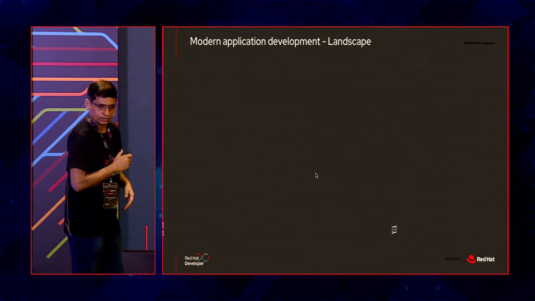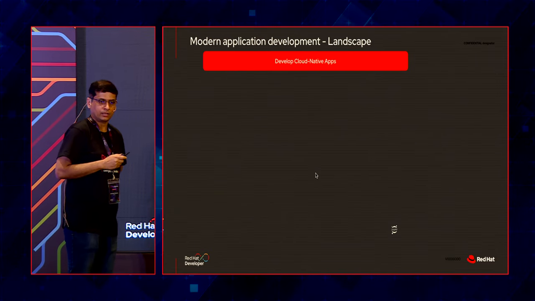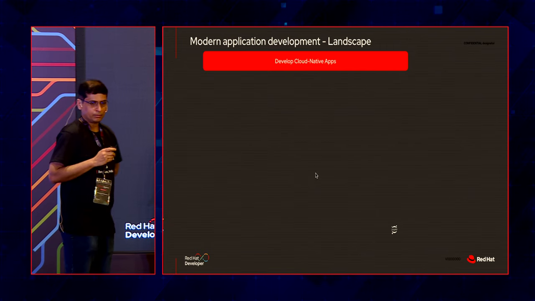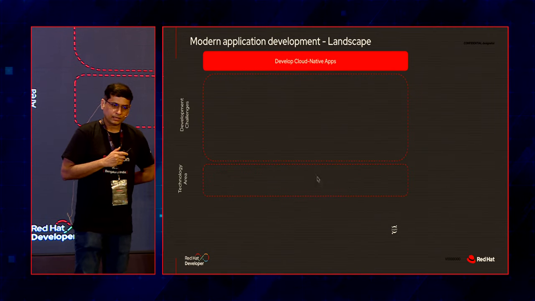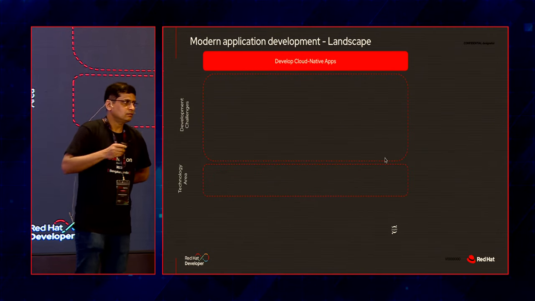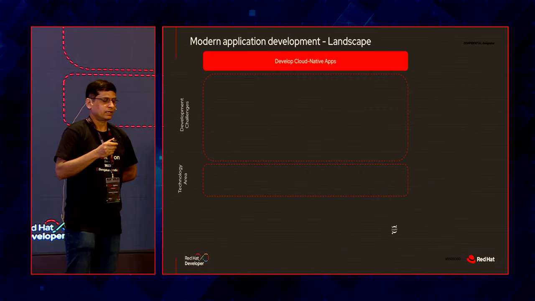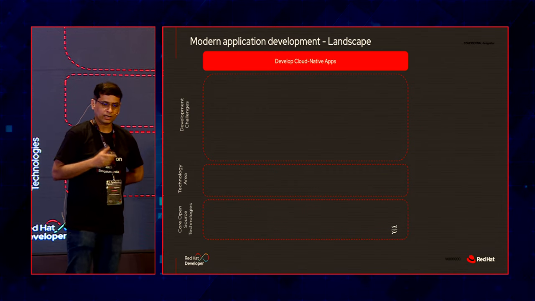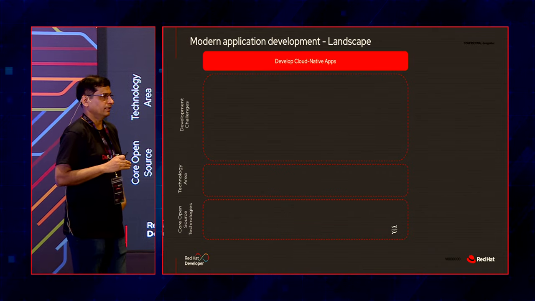Okay, so let's continue. The way we'll try and slice this problem is, first, let's look at what the development challenges are around developing cloud native apps. Then we'll look at bucketing those challenges and bucketing some of the technology areas which solve those challenges. And then we'll look at some core open source technologies in those technology areas.